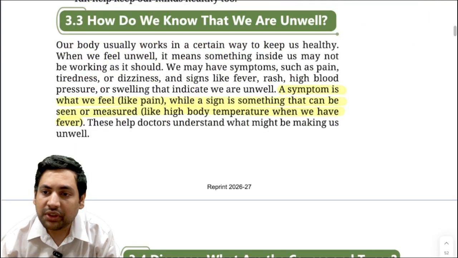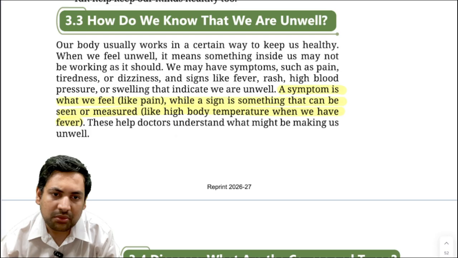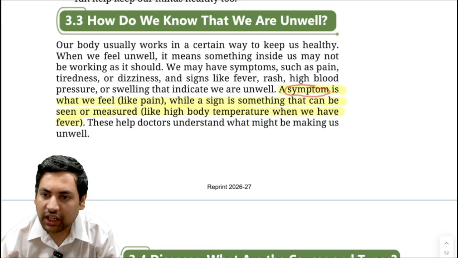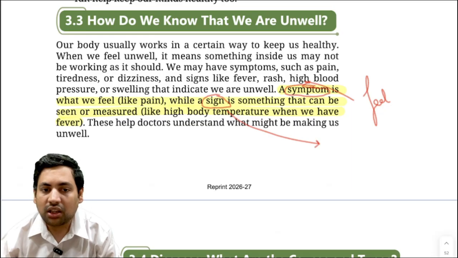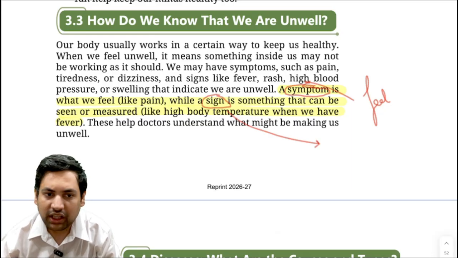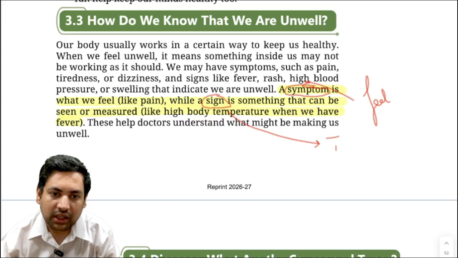Then, how do we know that we are unwell? Of course, there is something known as a symptom. Correct. Now, what is a symptom? A symptom is what we feel, like pain, while a sign is something that can be seen or measured, like the high body temperature we have. So basically, if there is something you can feel, then it is a symptom. And if there is something that can be measured and can give you some immediate conclusions, then it is a sign. For example, your body temperature has risen.